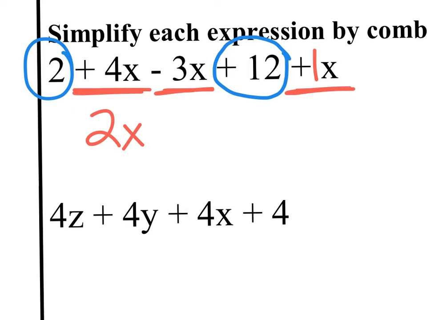The next one, we have to add our blue guys. 2 and positive 12. If I add those up, I get 14. So this is my final answer: 2x plus 14.